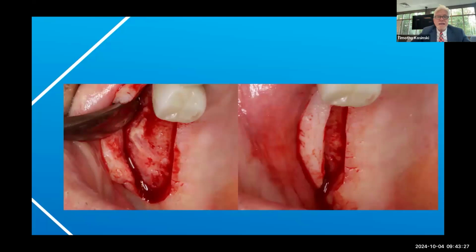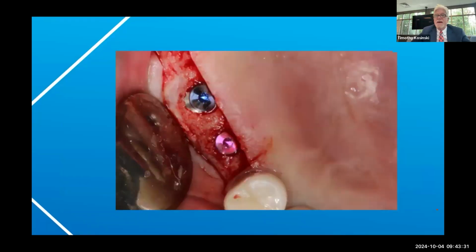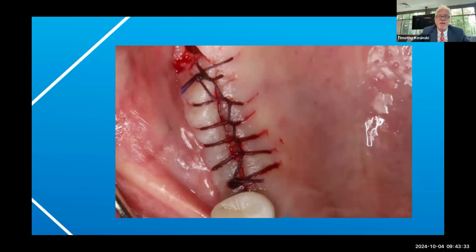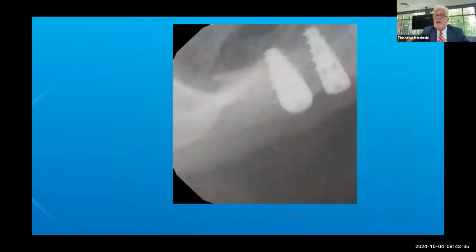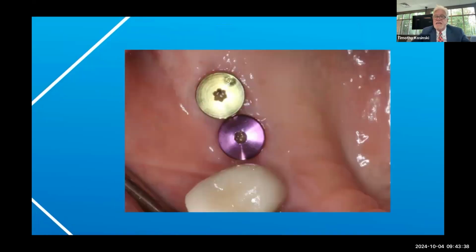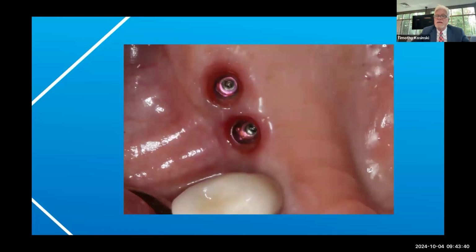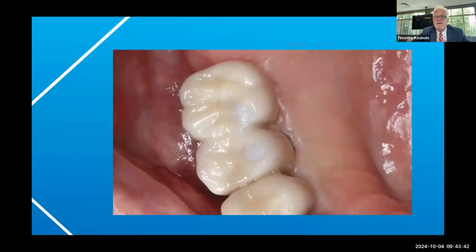I'll reflect again, and I want you to see what we see. Bone. I'm placing my implants per the HT surgical technique. I suture again, and I'll wait another 4 months for this to heal. We get excellent tissue response. And here we fabricated splinted implant retained crowns.